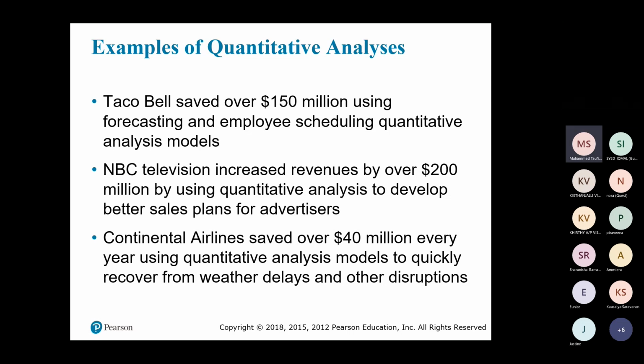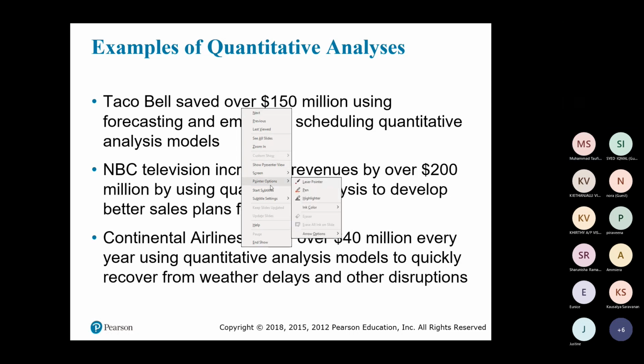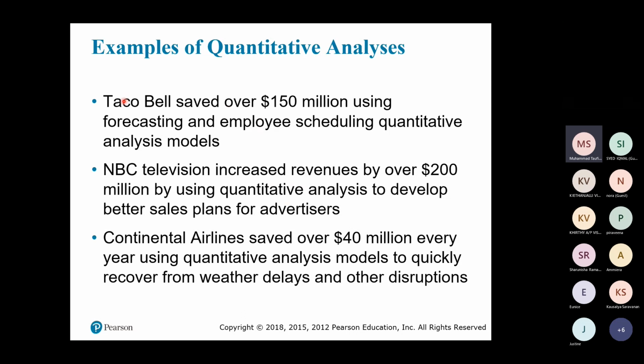Taco Bell saved over $150 million using a forecasting and employee scheduling quantitative analysis model. For example, Taco Bell uses quantitative analysis to do forecasting. When you have numbers, you know the trend. You know for this year, what is the number, for the previous year, what is the number, for the previous 2 years, what is the number?